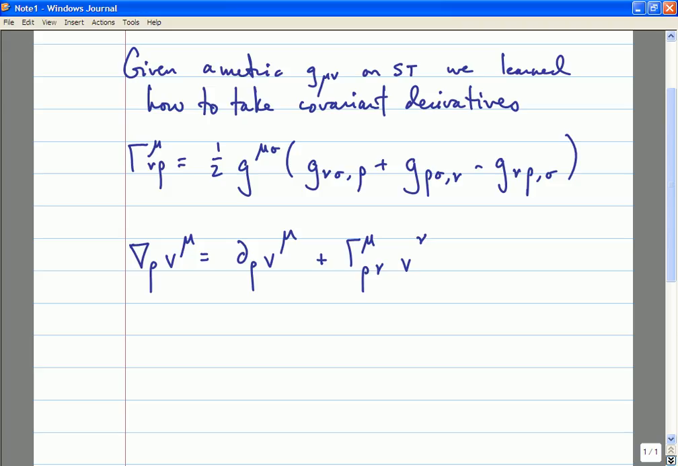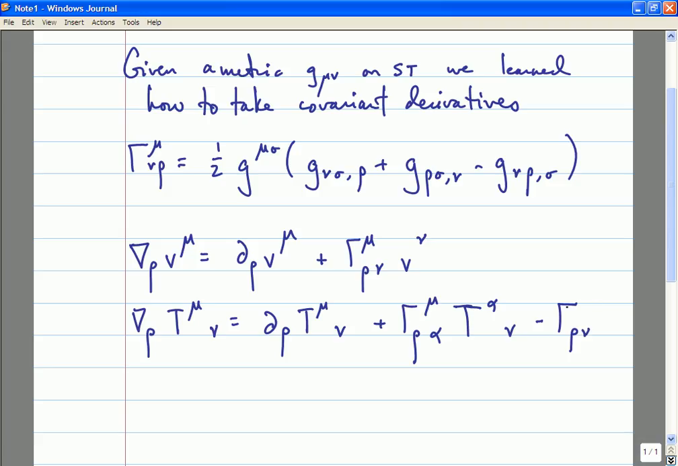And we went on to define derivatives of more complicated tensors. So, for example, if you want to take the derivative of a tensor with one upper and one lower index, then you just write down the partial derivatives. And then for each upper index, you contract with a Christoffel symbol with a plus sign, and for each lower index, you contract with a Christoffel symbol with a minus sign.